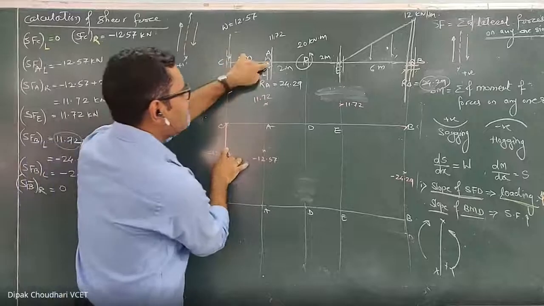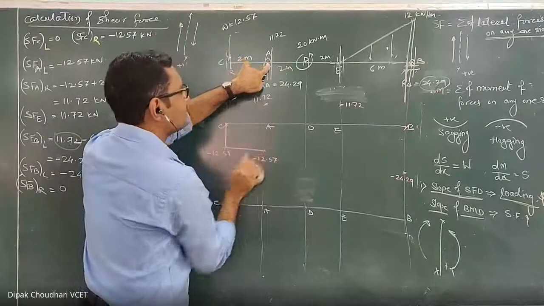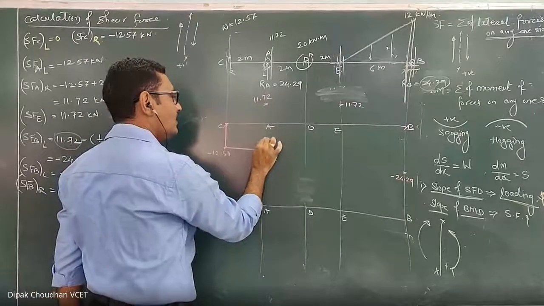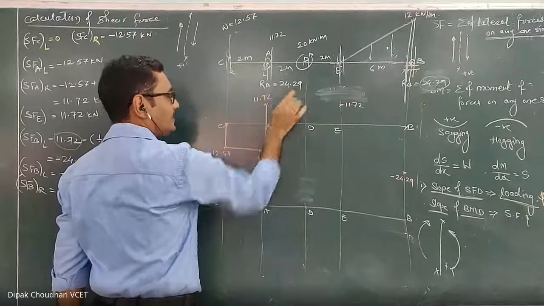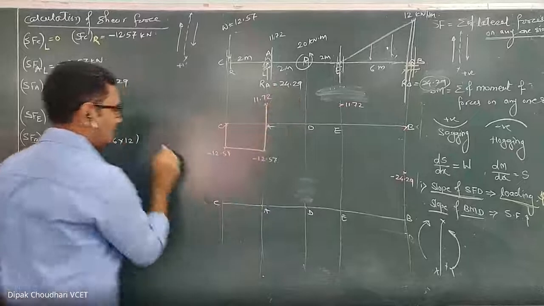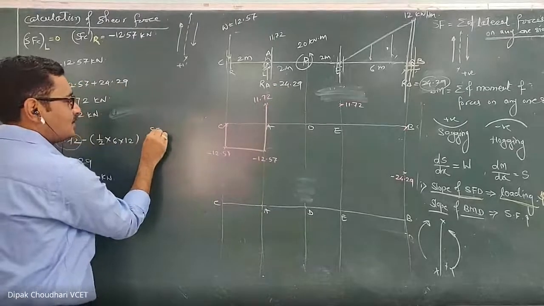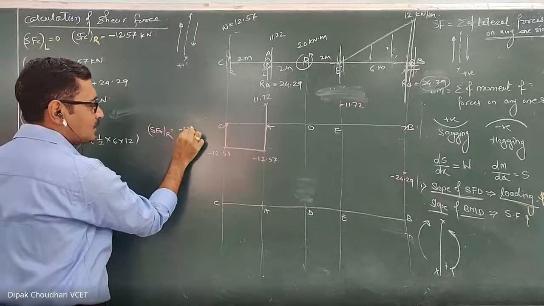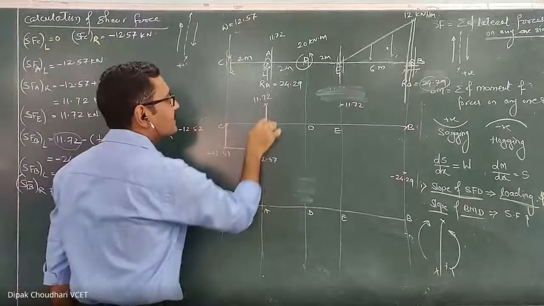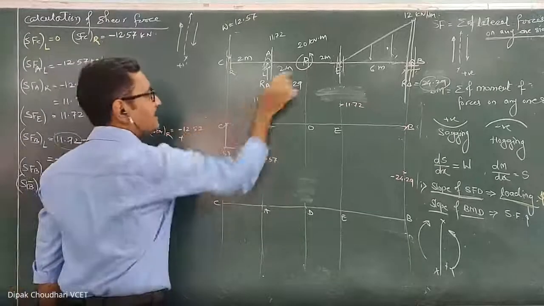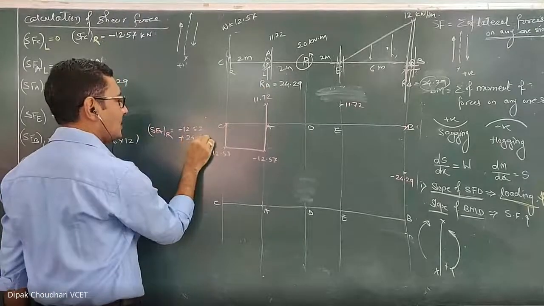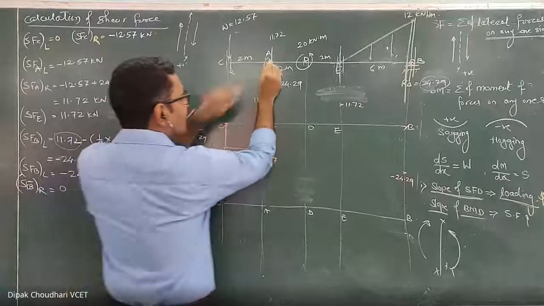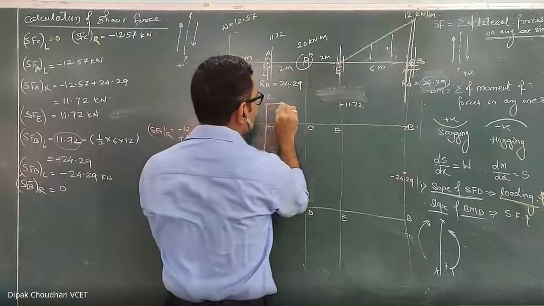Okay, then from here to here there is no load, so it remains constant. Here there is an upward force, so move upward. How much upward? From this point it is 24.29. So it is the shear force at point A on right side. It is how much? Minus 12.57 plus, yes, upward so plus 24.29. You are going to get 11.72. Okay, then from this point to this point, no load, so it remains constant.